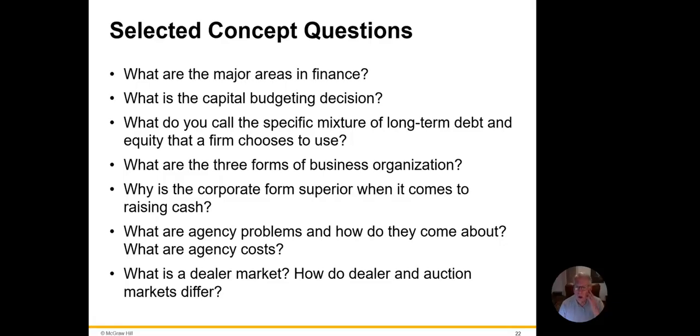All right, so the concept questions we already went through. What are the major areas of finance? Hopefully you can answer those now. What is the capital budgeting decision? What do you call the specific mixture of long-term debt and equity that a firm chooses to use? What are the 3 forms of the business organization? Why is the corporate form superior when it comes to raising cash? What are agency problems and how do they come about? And what are agency costs? What is the dealer market? And how do dealer and auction markets differ?